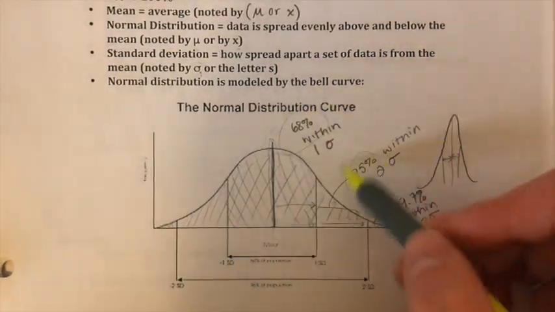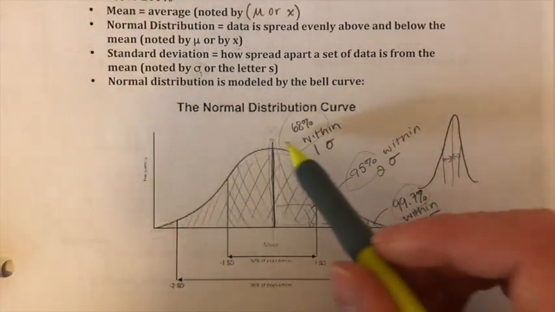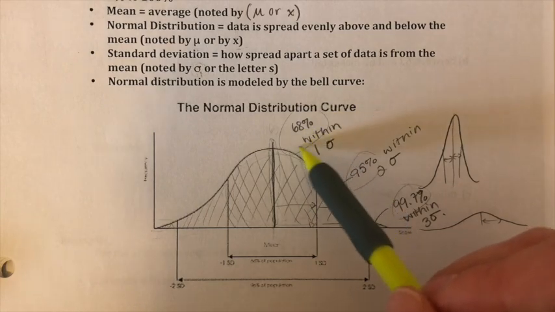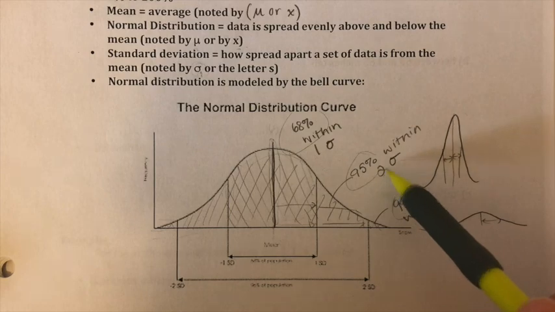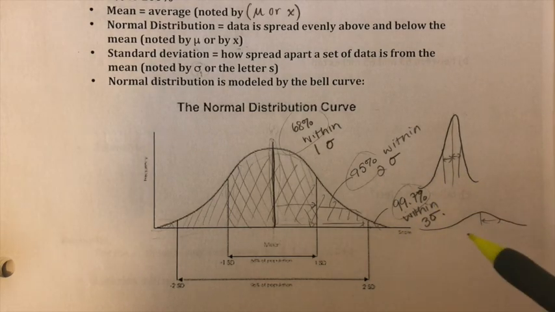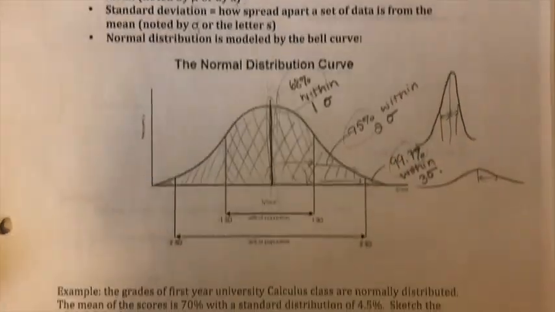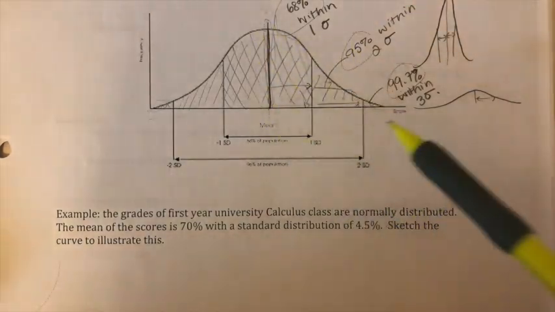These numbers are numbers that stick. If it ever is talking about 68%, 95%, or 99.7%, you know that that's 1, 2, or 3 standard deviations from the mean, to match those.